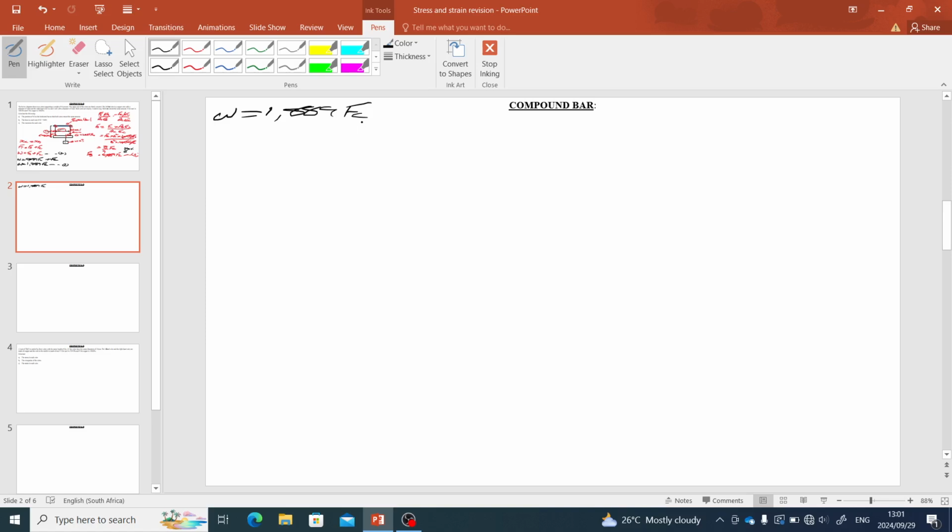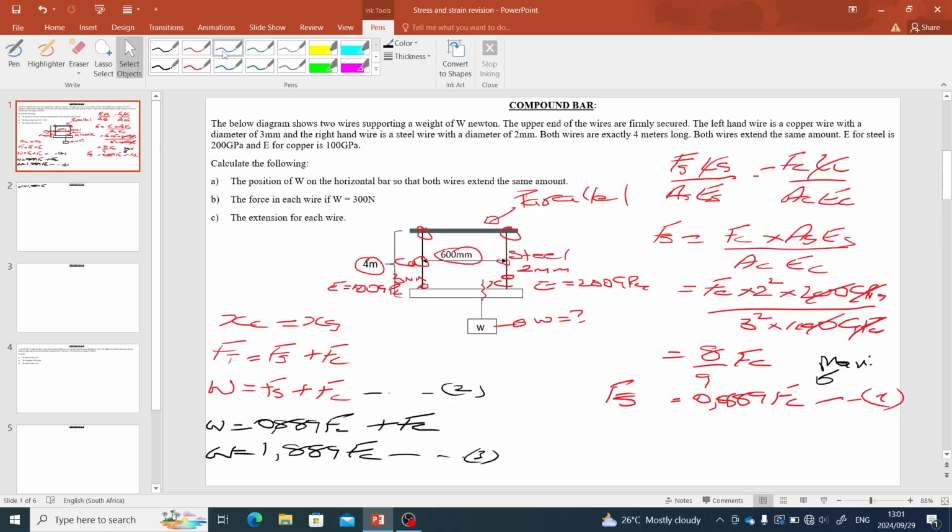That FC that we are making the subject of the formula will now be the force acting on this rope here, the FC. That's the one we'll be using when applying the equilibrium principle to determine the position of the W. What do I mean by equilibrium? Take moments: the sum of the clockwise forces equals the sum of the anti-clockwise forces. We'll be using those principles.